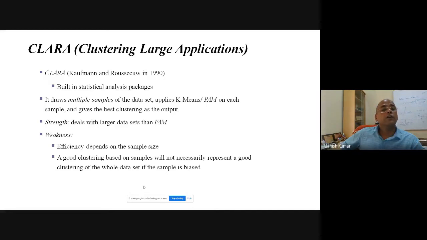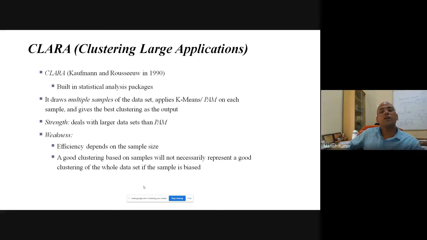The CLARA I want to mention here because it is basically built on statistical analysis packages. What it does is it draws multiple samples of the data set, and then you can apply k-means or PAM. Obviously, if it is noisy data, you cannot go for k-means, go for PAM. If it is noise free, then you can go for k-means as well. The strength of this is that it deals with larger data sets compared to k-means or PAM. The weakness is that efficiency always depends on sample size. So you know the k-means, you know the PAM algorithm.